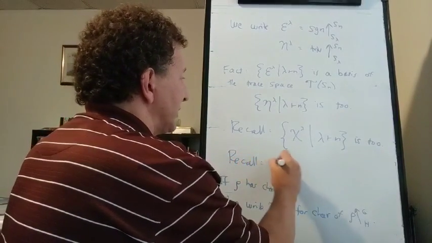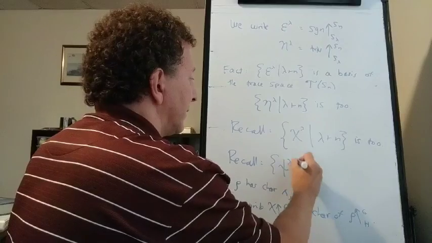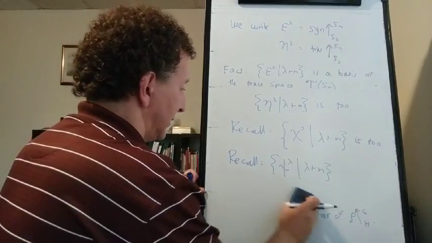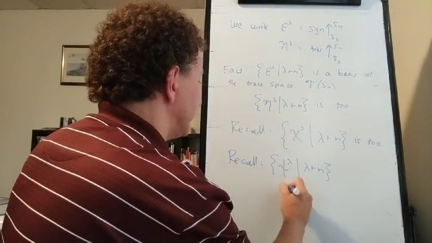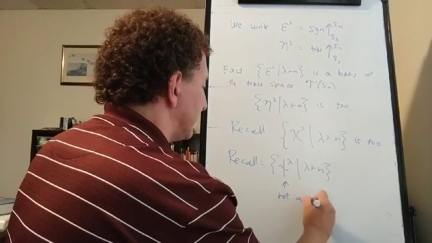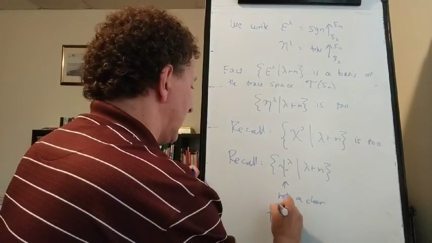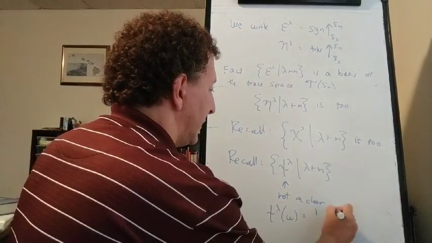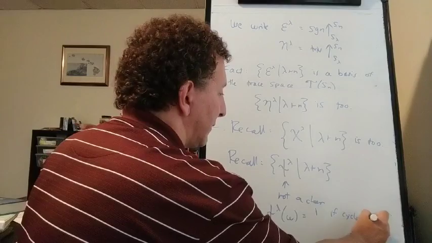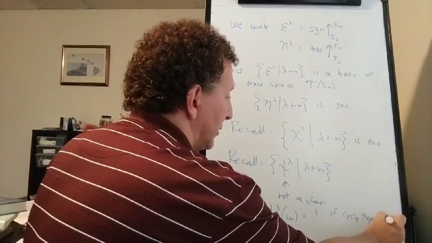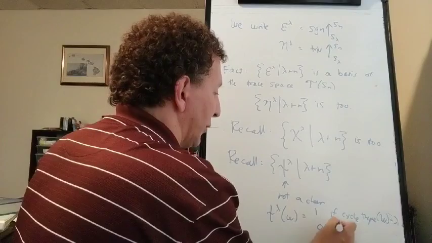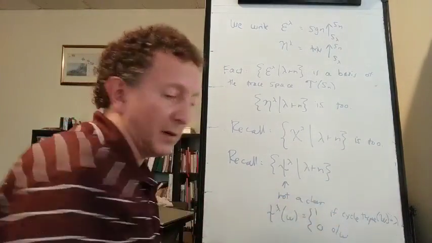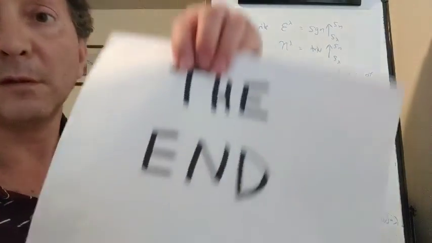Well, 4, and let me mention the other one. So we have this indicator character that, well, that's not a character. So we define psi lambda of w to be 1 if the cycle type of w is lambda and 0 otherwise. So that forms another basis. So we know 4 bases of the trace space of Sn. The end.